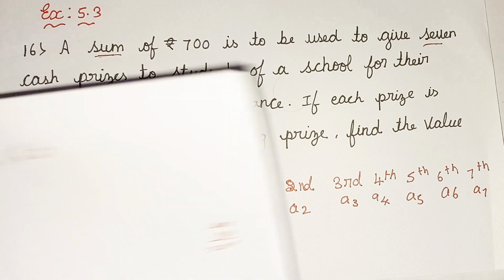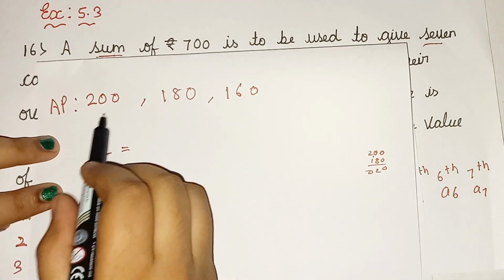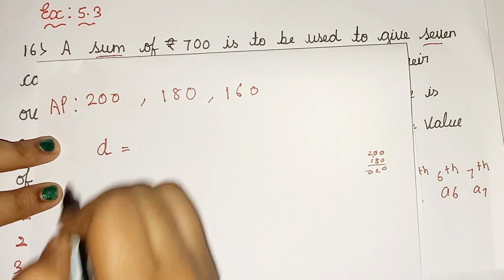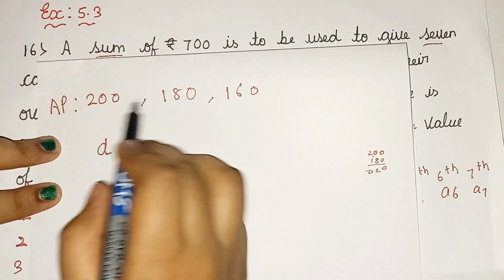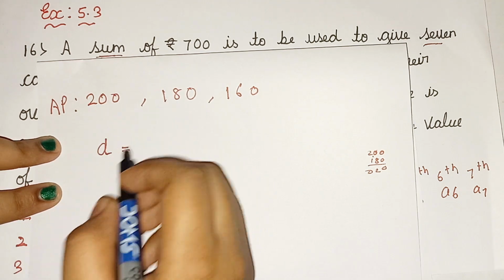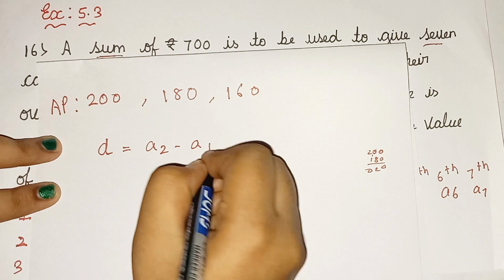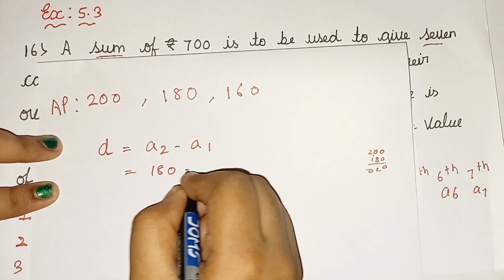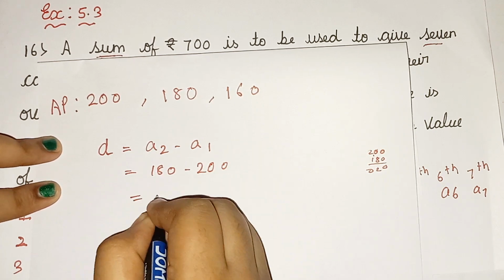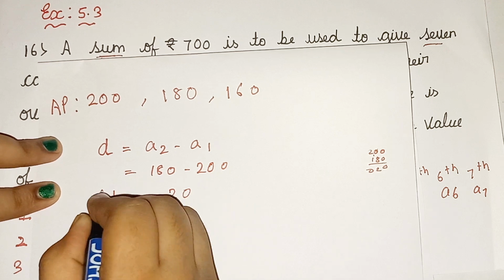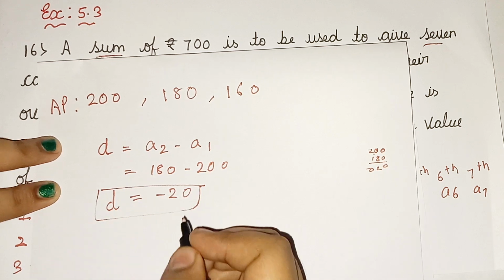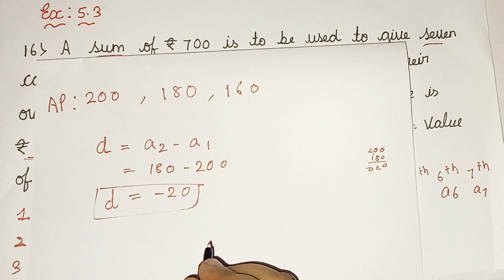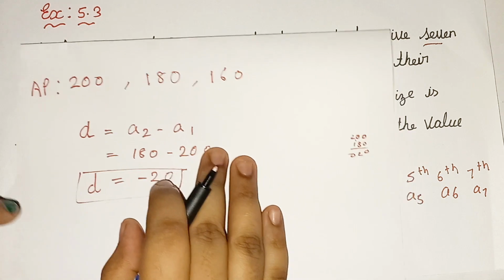Now for finding the common difference, when I just subtract them, 180 minus 200, so A2 minus A1, I'll get minus 20, isn't it? So this is going to be the common difference. You guys might be wondering, I didn't understand. That doesn't matter, guys, I'll just explain it.